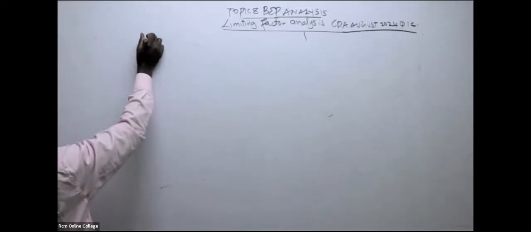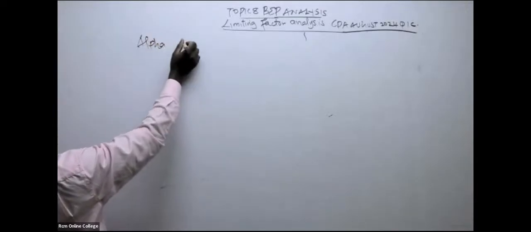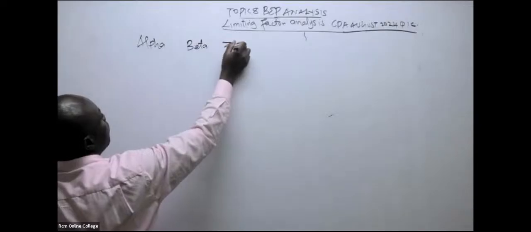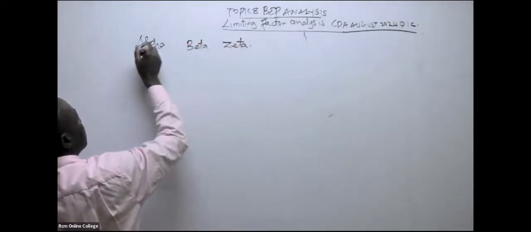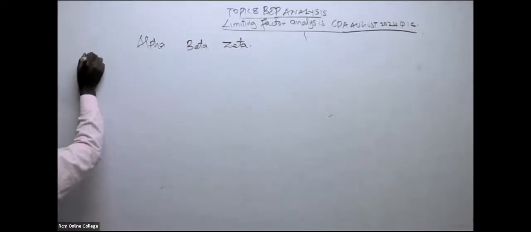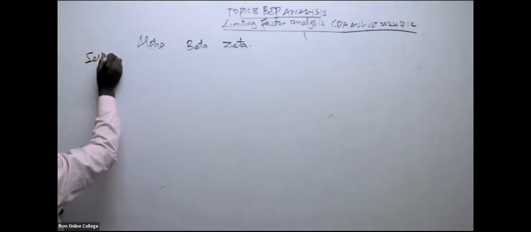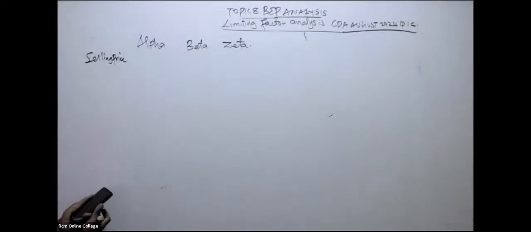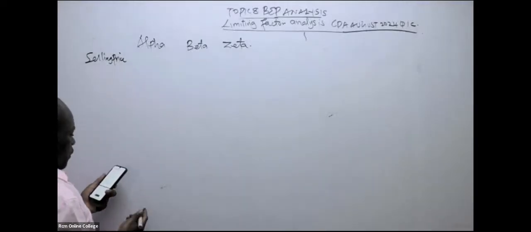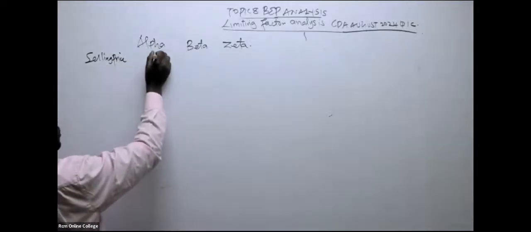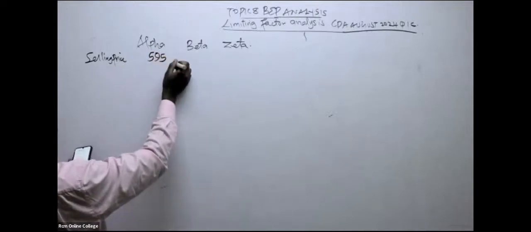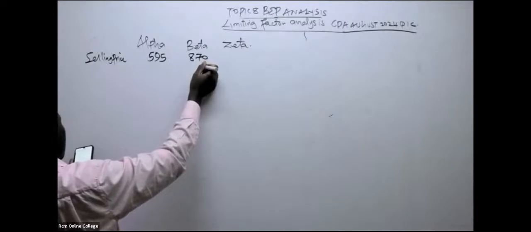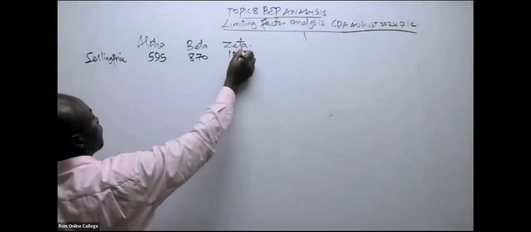Alpha, beta, zeta. Good. So let's start with the selling price. Selling price for alpha, we are given 595. We are given 870. We are given 1095.